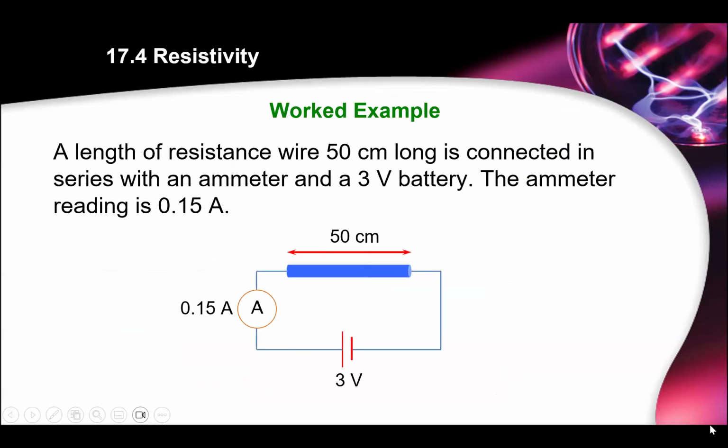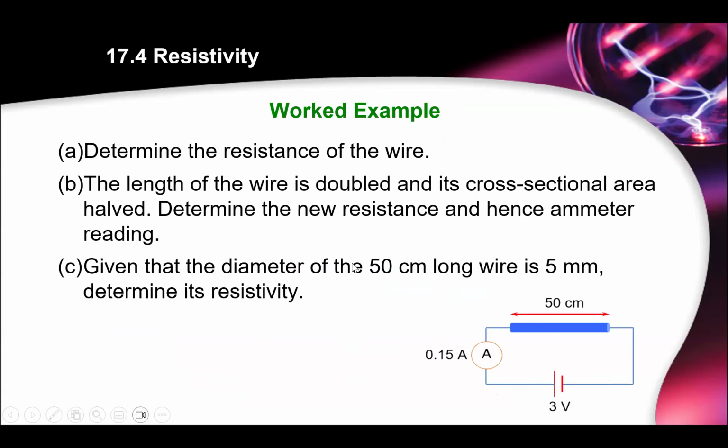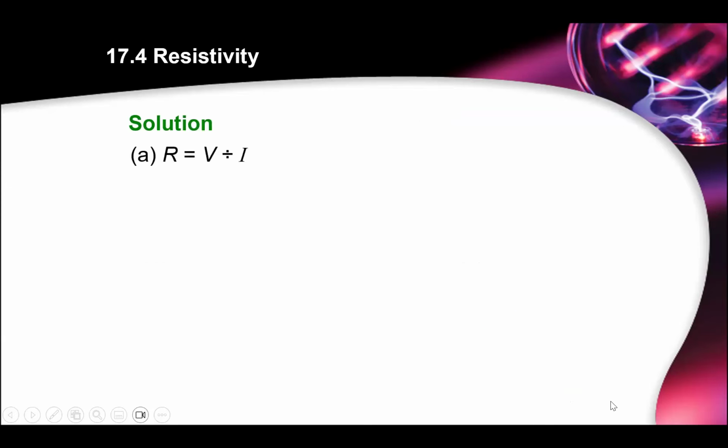Okay, next question. You can take a look at this. A length of resistance wire 50 cm long is connected in series with an ammeter and a 3-volt battery. The ammeter reading is 0.15 ampere. So they want to ask, determine the resistance of the wire. So the resistance R is V over I. So you get 3 volts divided by 0.15 ampere. You will get 20 ohms. So the resistance of this wire is 20 ohms.